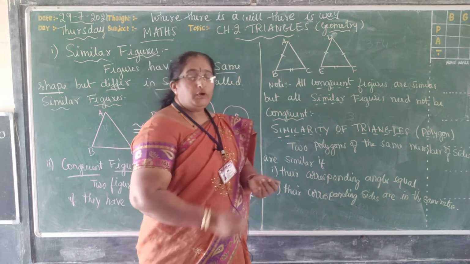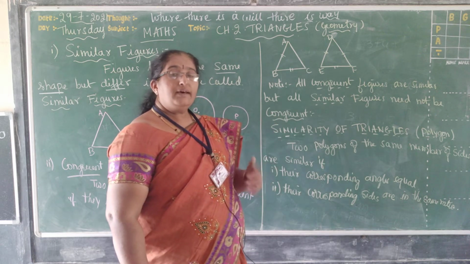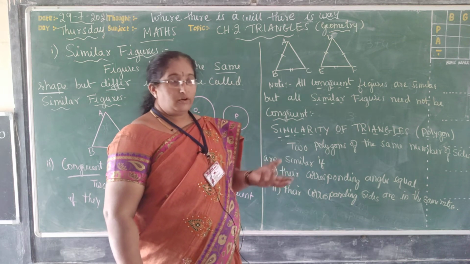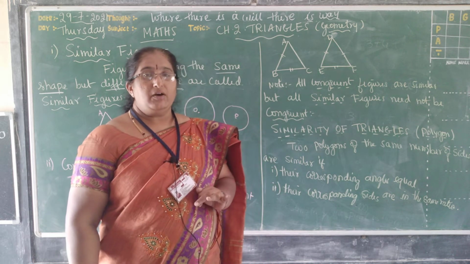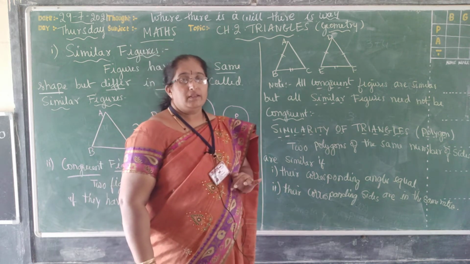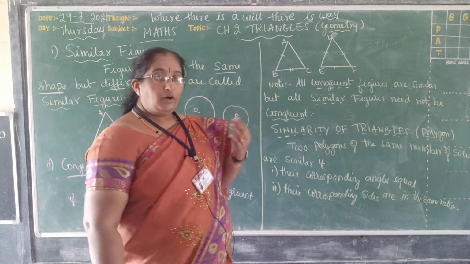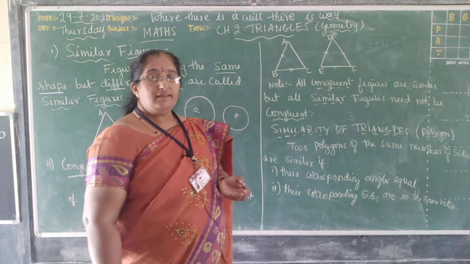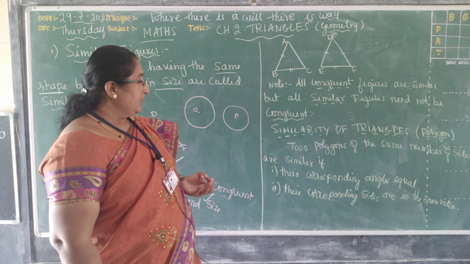But what we should note here: all congruent figures are similar figures, but all similar figures may not be congruent. The vice versa is not true. All congruent figures are similar, whereas all similar figures need not be congruent.